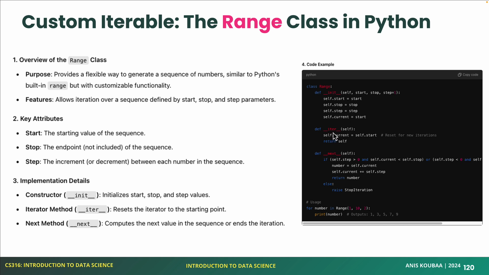And we define the same thing, the iteration function. And we define the next function to tell how we're going to jump. So we're going to jump from start to stop, and of course every jump we're going to add a step, which is 1. Yes. So now if I apply this for number in range 1 to 10 and step 2, it's going to return 1, the first element, then 3, then 5, then 7, then 9, and then it stops when reaching 10.